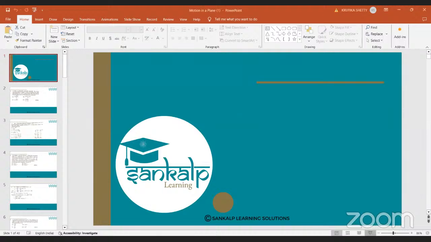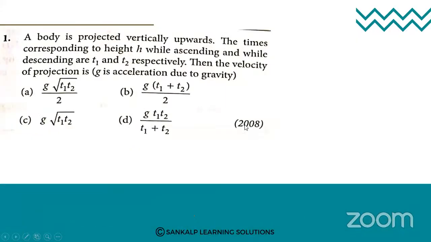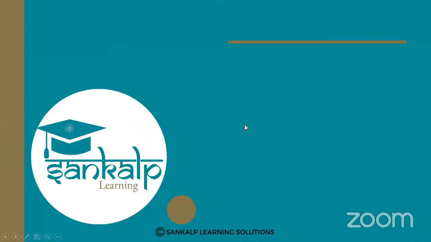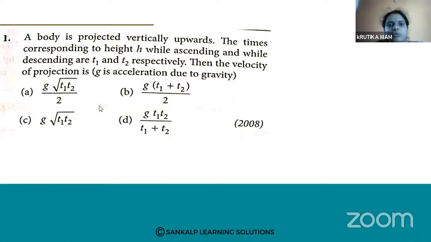In motion in a plane, we will discuss what is a scalar quantity, what is a vector quantity, and how the resultant is represented using different graphs. Let us begin with the questions. If you have any doubt, you can discuss in the chat box.